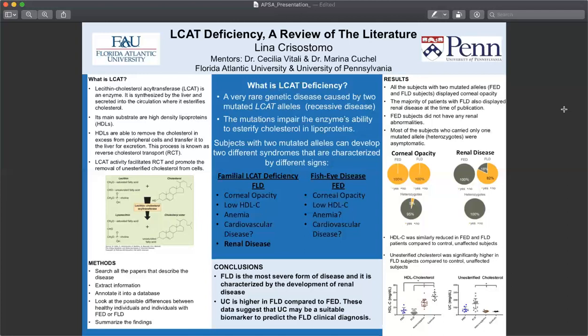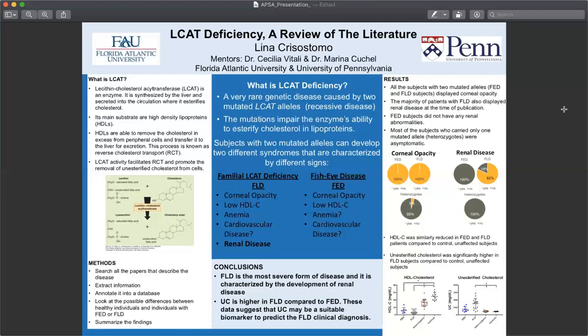The goal of this study is to know why some people develop the most severe form of the disease, which is familial LCAT deficiency, and others do not, and which parameters are different in FED and FLD versus heterozygotes versus normal subjects. For our methods, we searched all the papers that described the disease, extracted information, annotated it into a database, and looked at the possible differences between healthy individuals and individuals with milder FED or severe FLD, and then we summarized these findings.